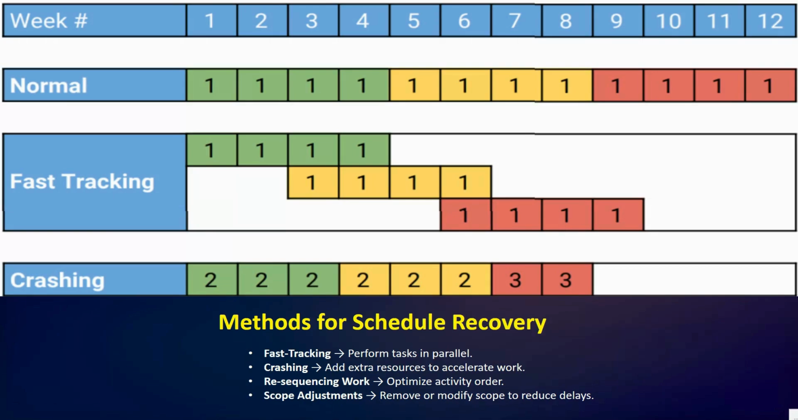Then fourth, we have the scope adjustment, remove or modify scope to reduce delays. Sometimes reducing or modifying the project scope can help to recover the time, especially if some activities are less critical or can be postponed. This method provides flexible options for project managers to bring the project back on track depending on the situation.